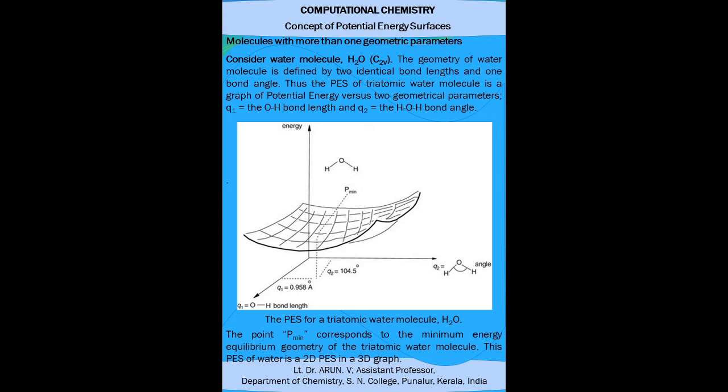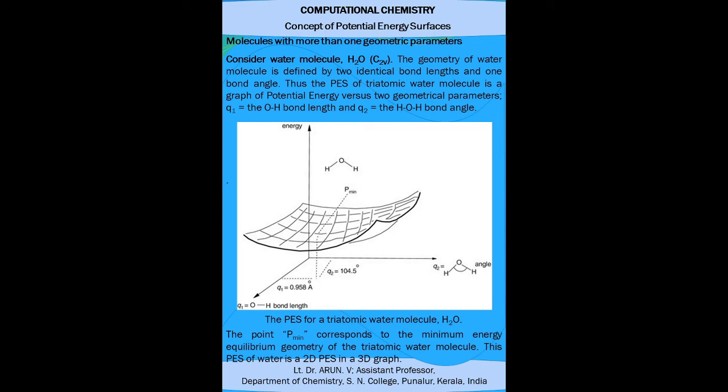Let us study some examples of molecules with more than one geometrical parameter. For example, consider the water molecule. The point group of the water molecule is C2V. The geometry of the water molecule is defined by two identical bond lengths and one bond angle. Thus, the potential energy surface of a triatomic water molecule is a graph of potential energy versus two geometrical parameters. They are represented by Q1 and Q2. Q1 is the OH bond length and Q2 is the HOH bond angle.